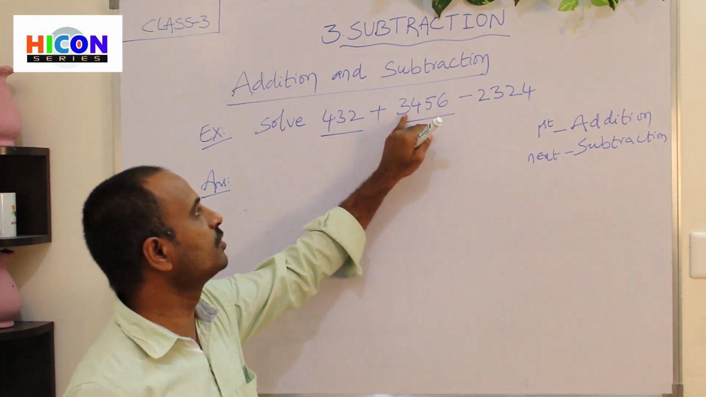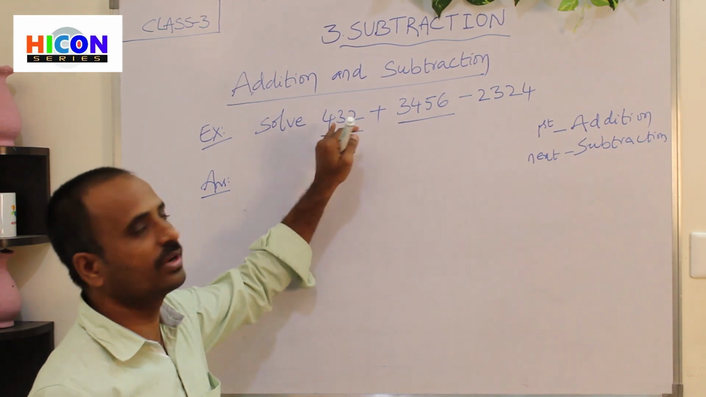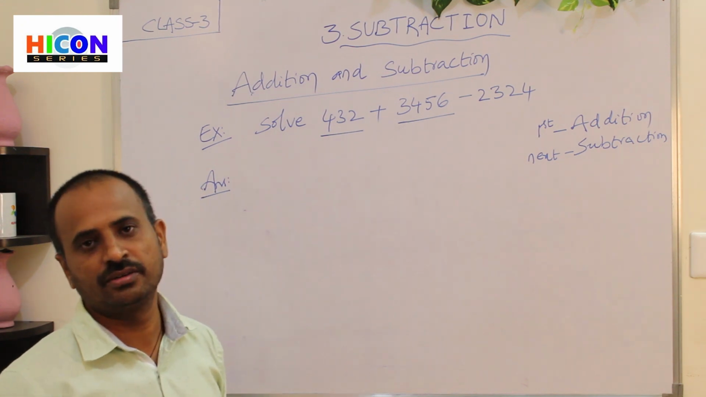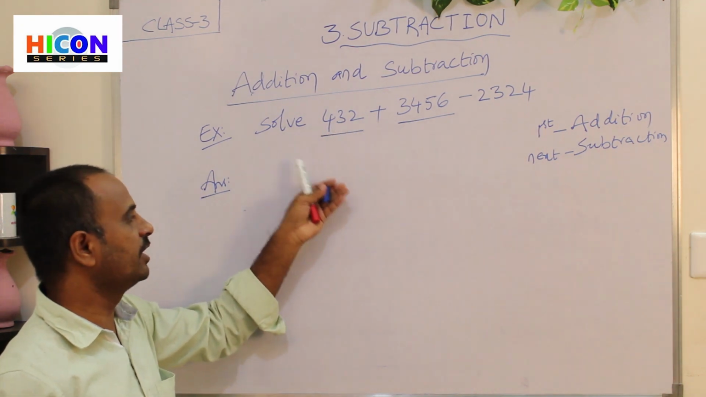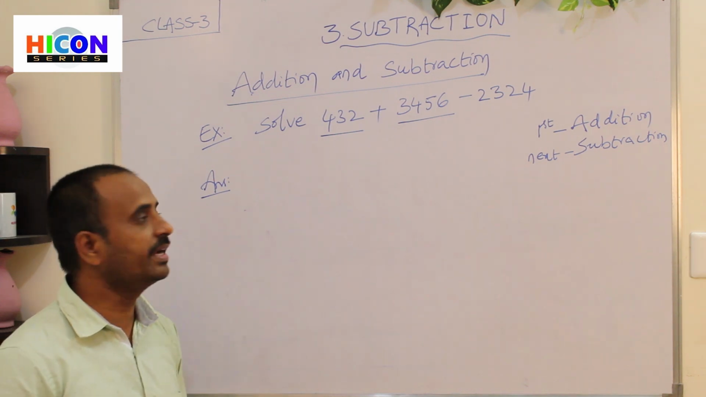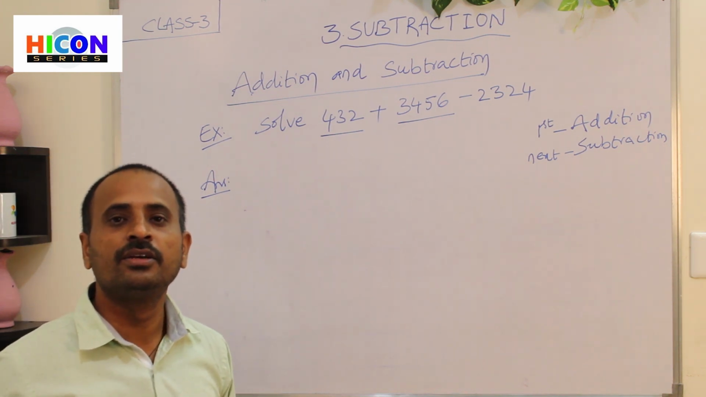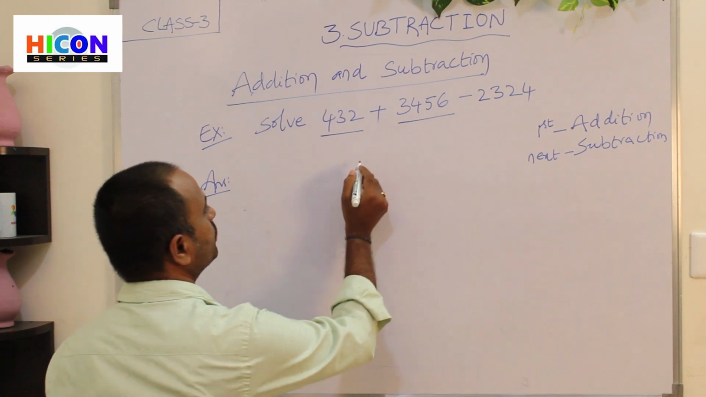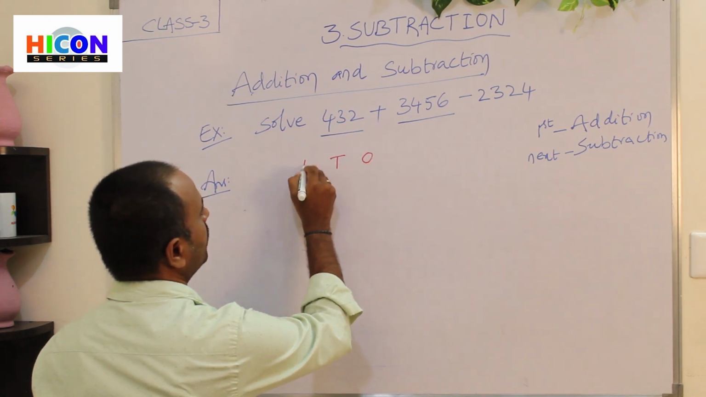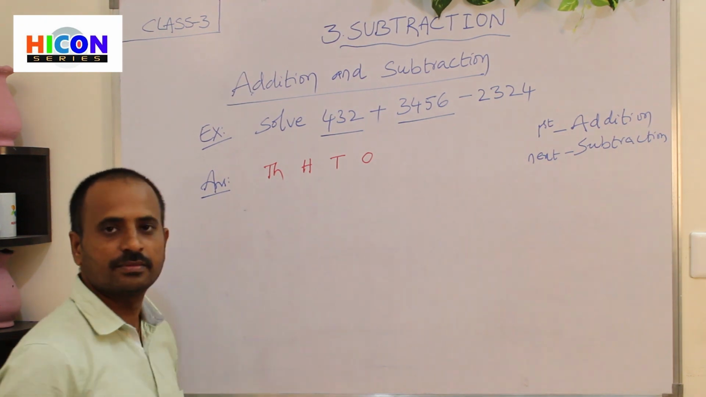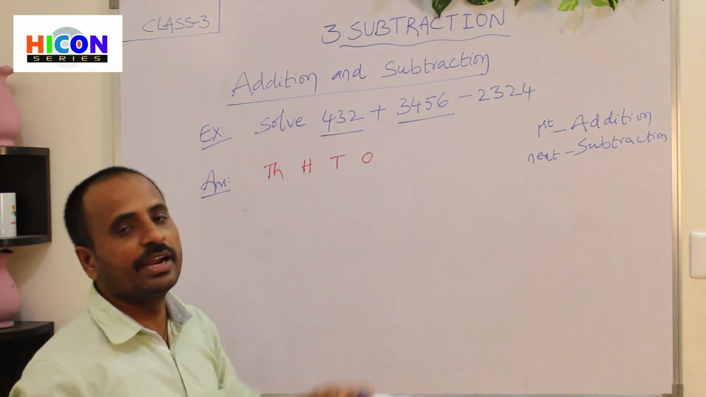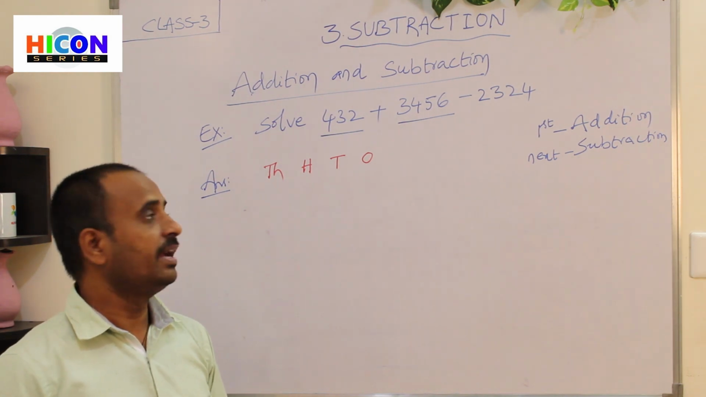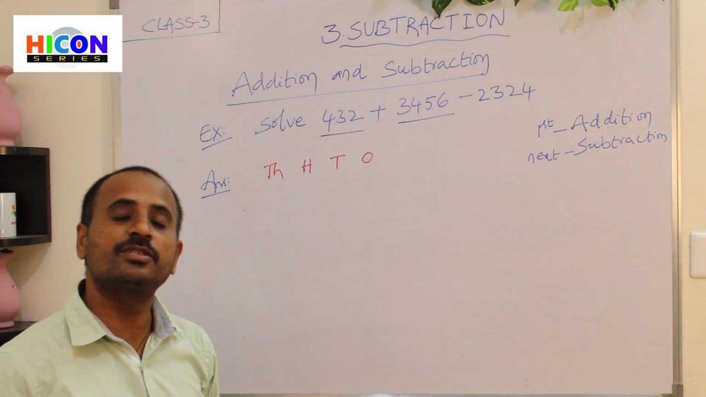So here plus is 3456 and the next number is 432. First write these two numbers one below the other and do the addition. So before going to write these two numbers one below the other, first write places. So what are the places here? Ones place, tens place, hundreds place, thousands place. So now before writing the numbers one below the other, we have to write the places first and arrange the digits of the two numbers in their corresponding places.